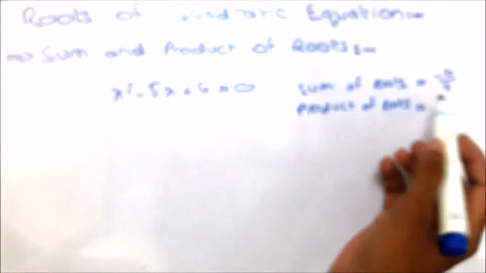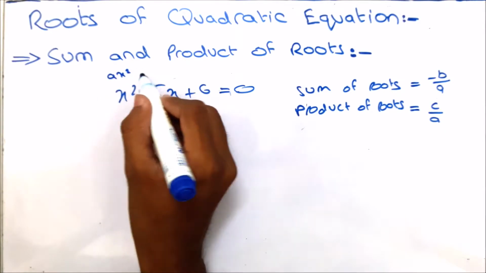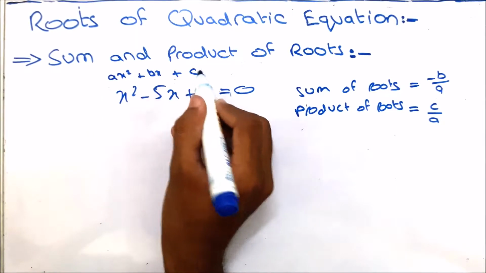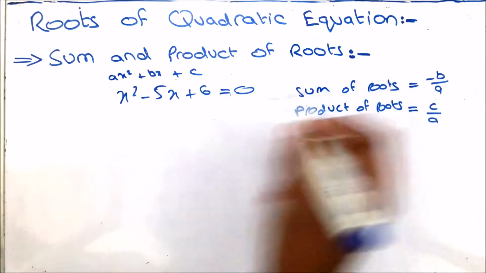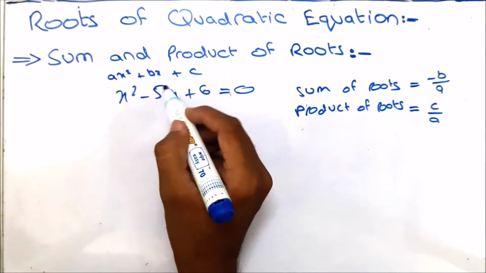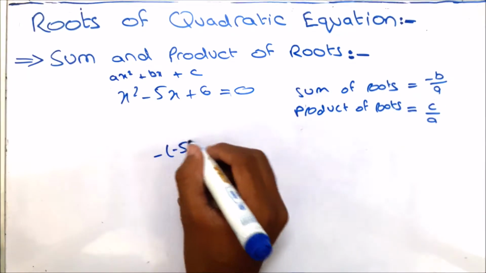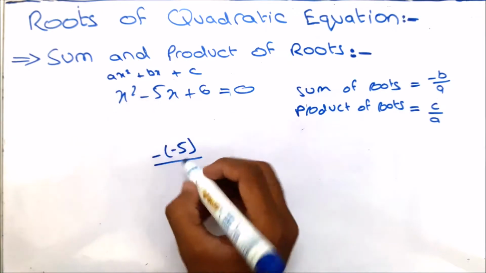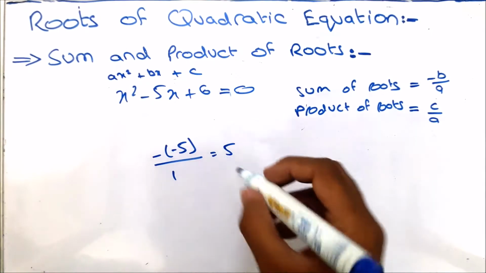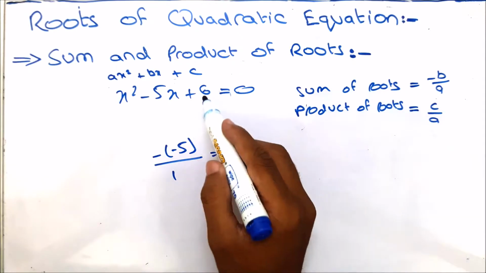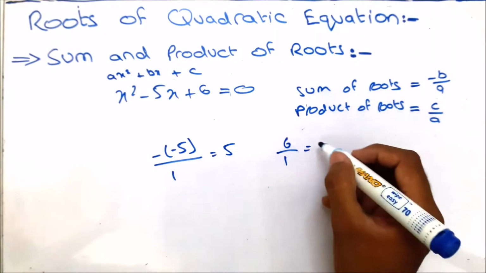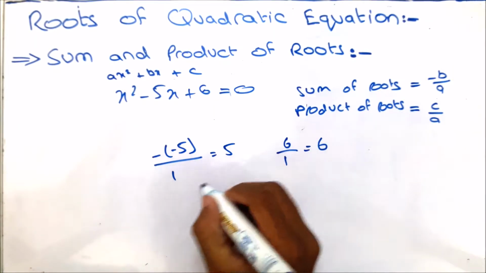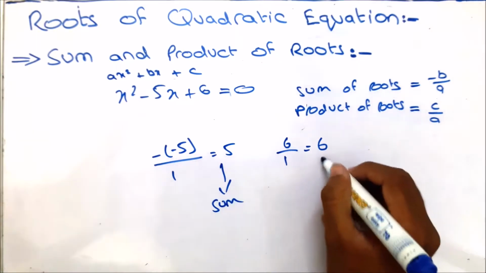The sum of roots is minus b upon a. The quadratic equation is in the form ax squared plus bx plus c. These constants correspond to the alphabets, these variables. So here our b is minus 5, so minus 5 divided by a. A is 1. So our sum of roots is 5 and the product of roots is c upon a. Our c is 6 and our a is 1. So the product of roots is 6. Here we have the sum and here we have the product.